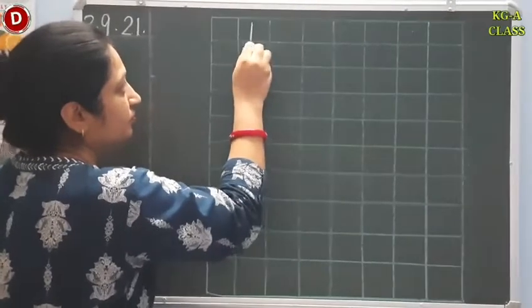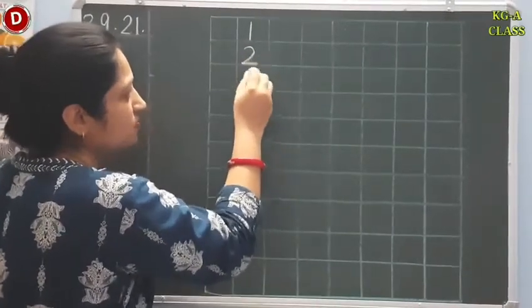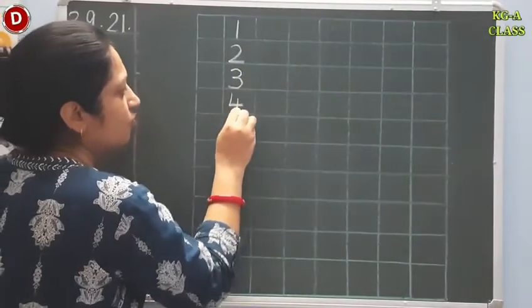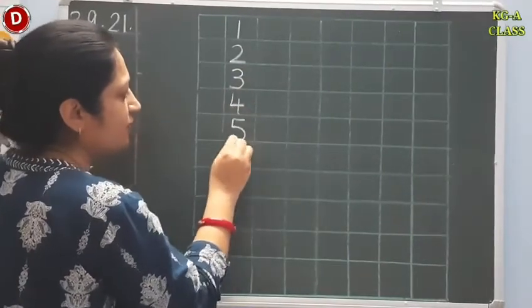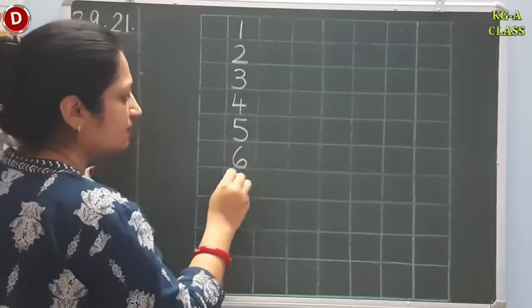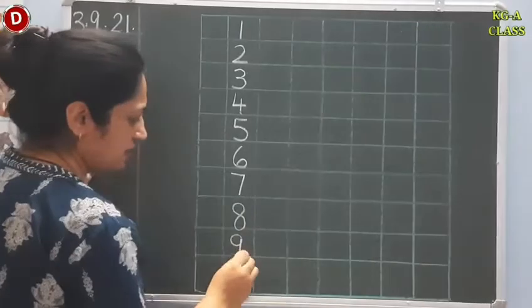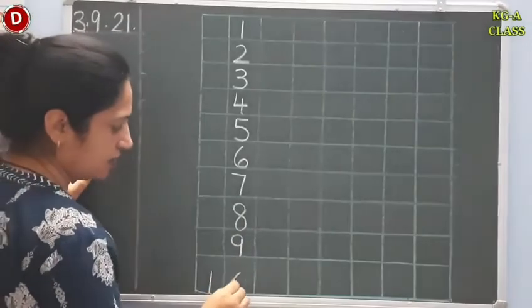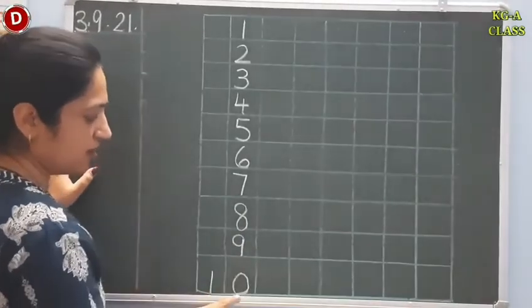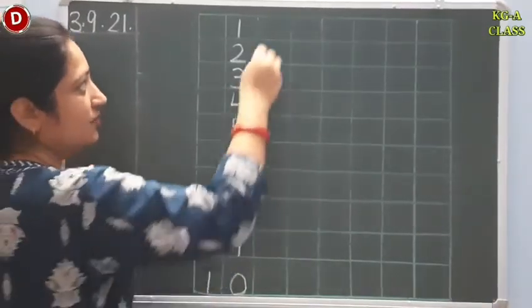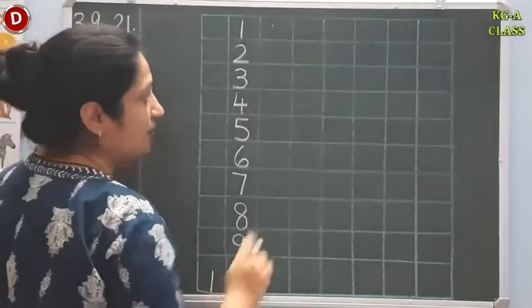1, 2. So, speak and write on the line. 3, 4, 5, 6, 7, 8, 9, 1 will come here and 0 will come below 9, 10. 1 to 10 you have to write like this, children. Then leave the next block. After 10 comes 11.